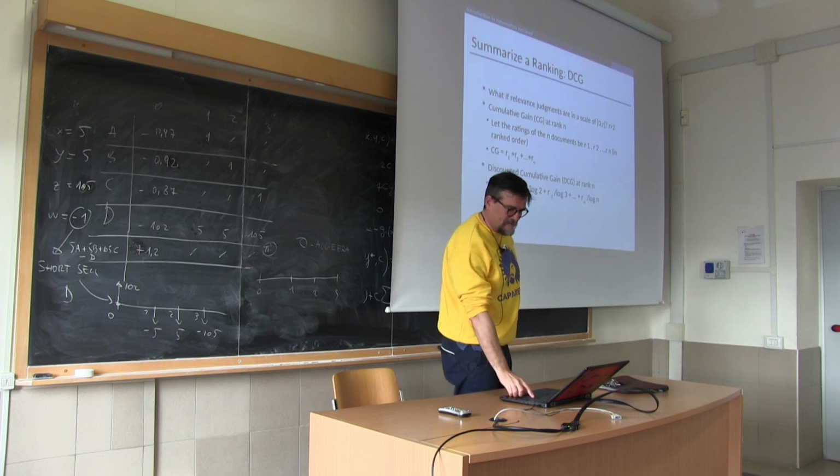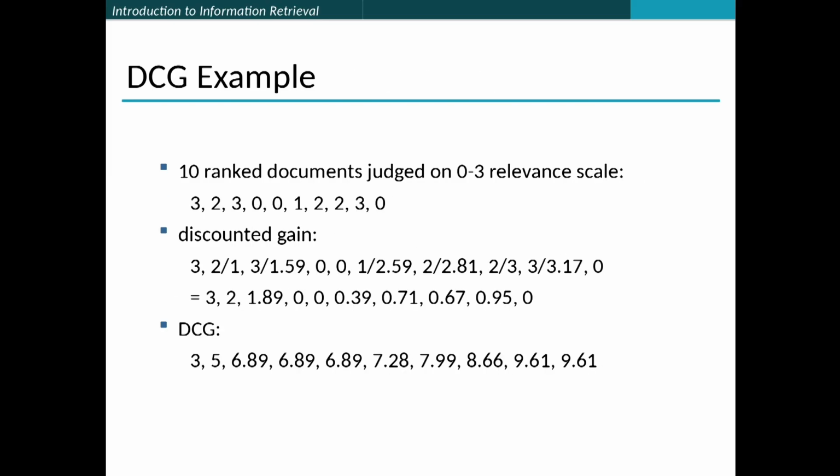Good, so let's see an example. Assume that you have ten ranked documents with relevance which is between 0 and 3. So the first document is rated 3, the second document is rated 2, the third document is rated 3, and so on and so forth. Clearly, what would be the optimal ranking here? All the 3s at the beginning, all the 2s after the 3s, all the 1s after the 2s, and all the 0s after the 1s.